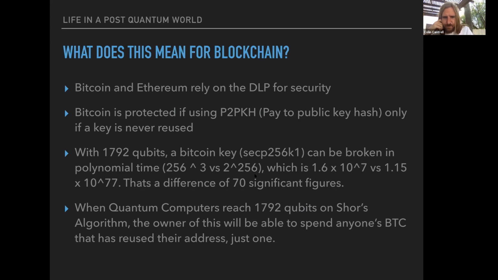So when quantum computers reach 1,792 qubits, on Shor's algorithm, the owner will be able to spend anyone's Bitcoin that reuses the address, just once, right? So that basically means it's as if your Bitcoins don't really belong to you if somebody has a quantum computer, because all they have to do is look for a private key or a public key. And with a quantum computer, that's just as good as having the private key.